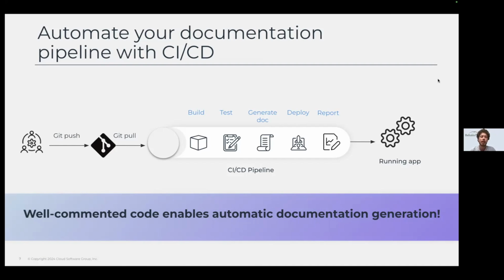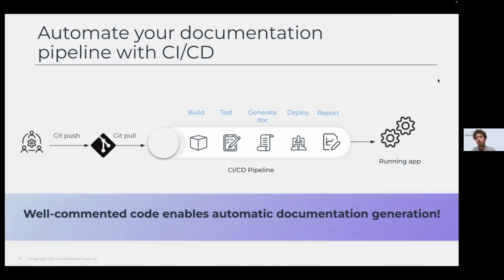And so what we have here is a CI/CD pipeline that has the document generation as the third step in the pipeline. So after the code is built and tested, we generate the documentation, and then we deploy the actual code and generate the report.